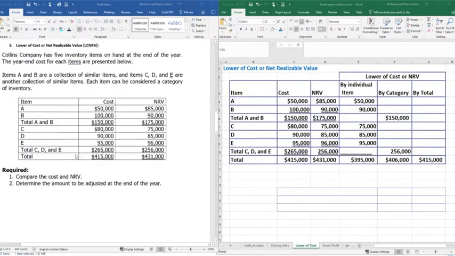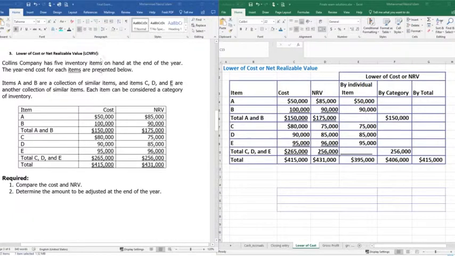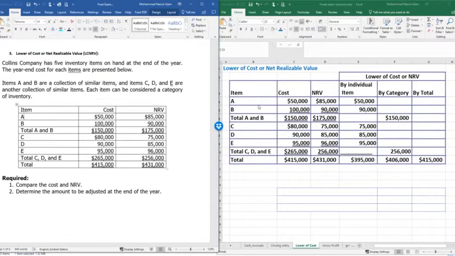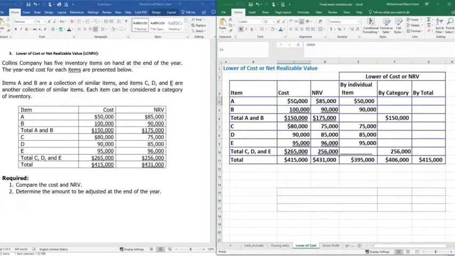Let's see one example of the lower of cost or net realizable value. This is the same example that we have already solved in previous slides. You can see that A, B, C, D and E are in different categories. So here is the solution. We see 50,000 and 85,000, so the lower one is 50,000, and we also solved this problem in the class. For 190, the lower one is 90, and for total cost and total NRV, out of these two, 150 is the lower one.